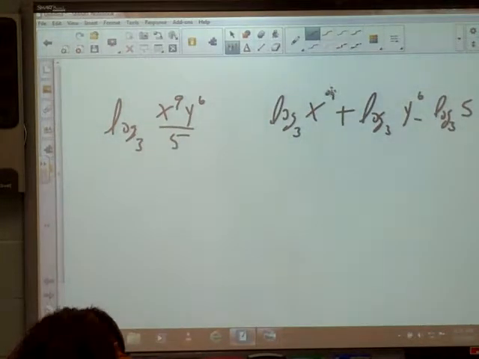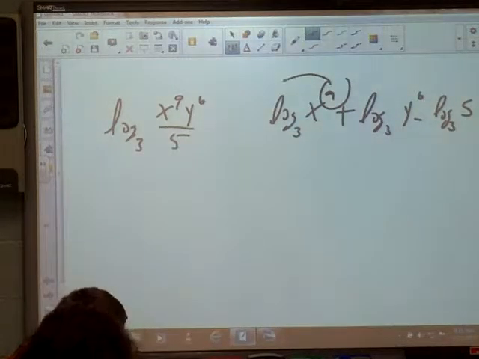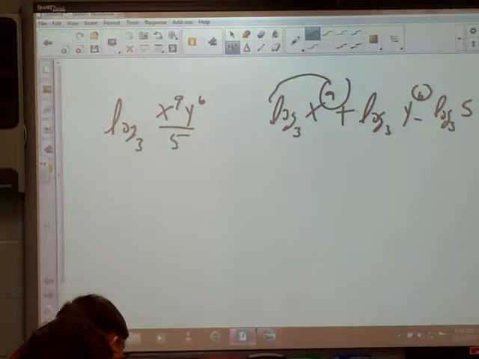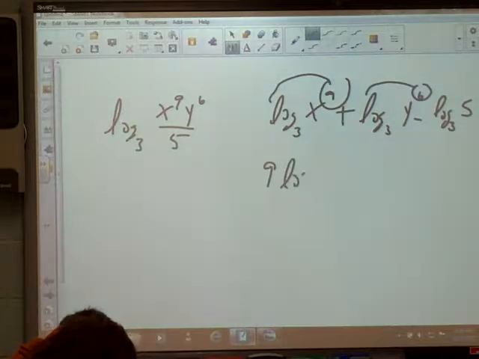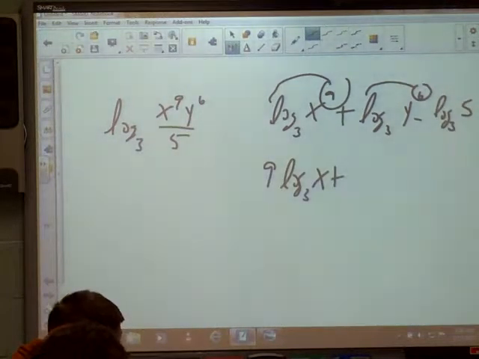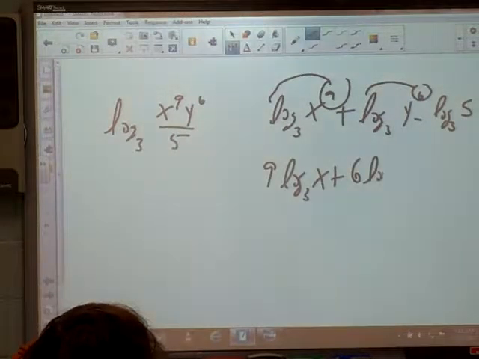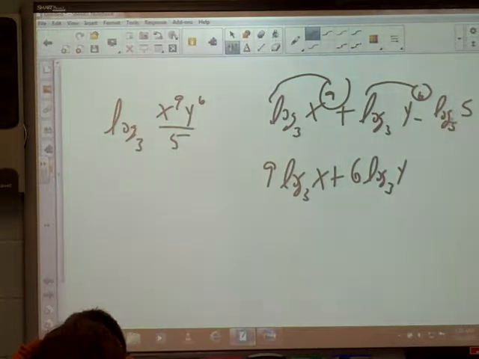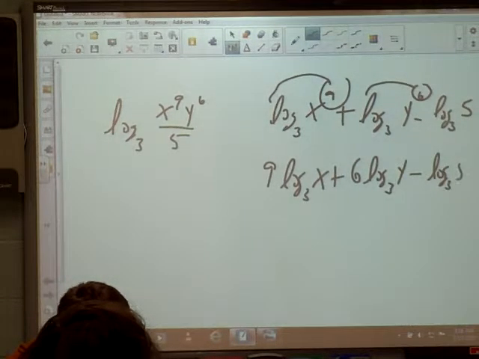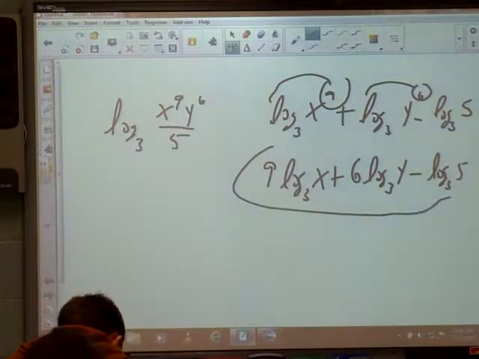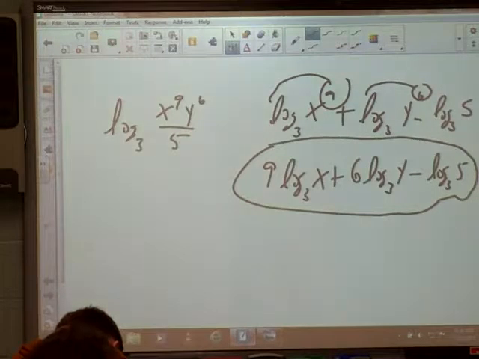Now I've got to deal with my powers. Anything that's a power's got to come down in front of its log. So this first one's going to be 9 log base 3 of x plus 6 log base 3 of y. 5 doesn't have a power, so I don't have to put a 1 there. So that'd be it.